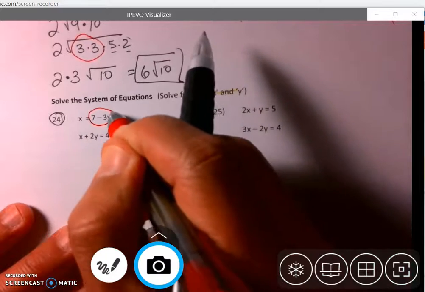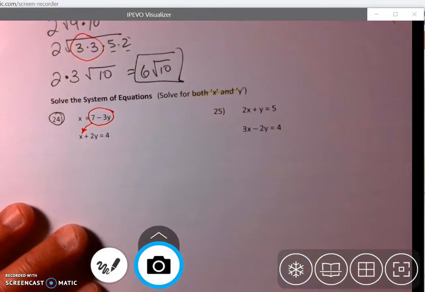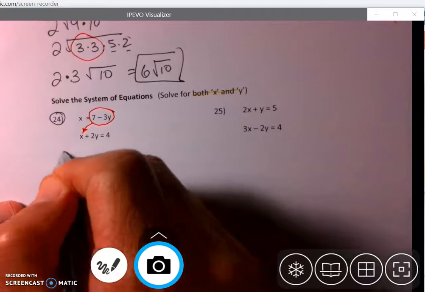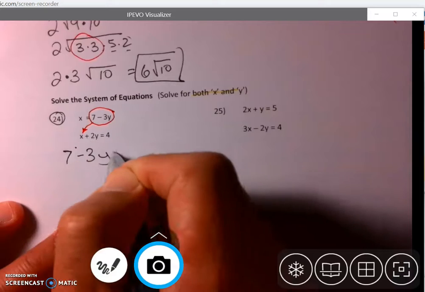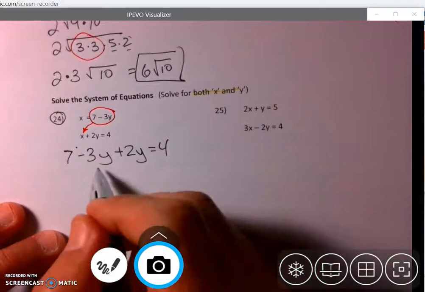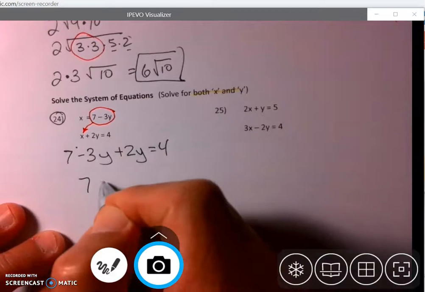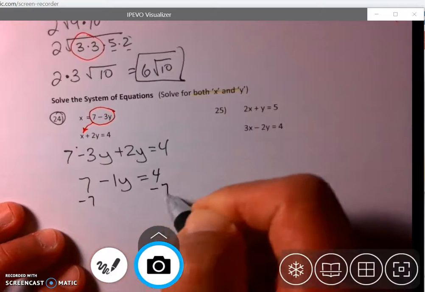Hopefully you remember this. You take what x is equal to and just replace it into the other equation. Substitute. So instead of x plus 2y, it's now going to be 7 minus 3y. Then we're going to go plus 2y is equal to 4. Okay, and then we just do the algebra. Notice all we have is y now, and we can just solve this. Negative 3 plus 2, that's negative 1. And then I'll minus this 7 over here.